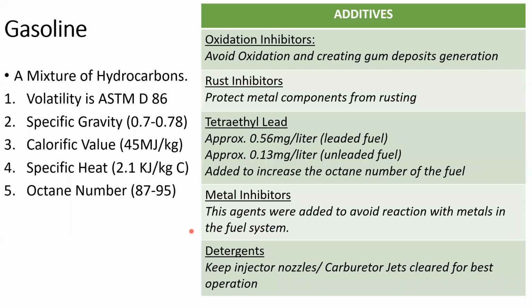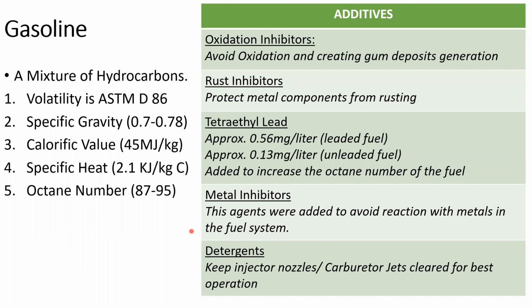To avoid this, certain chemicals or additives are added into fuels. Then rust inhibitors protect metal components from rusting, because the fuel is always in contact with metal, either in the fuel tank, the fuel lines, the fuel pump or anywhere. So additives are needed to avoid rusting of the components. And we add tetraethyl lead, which is added to increase the octane number.